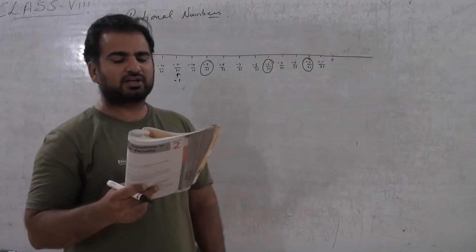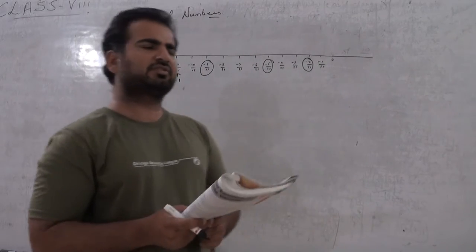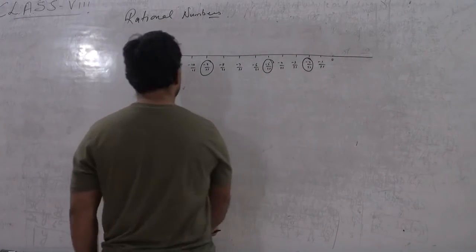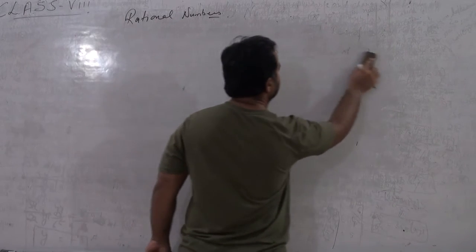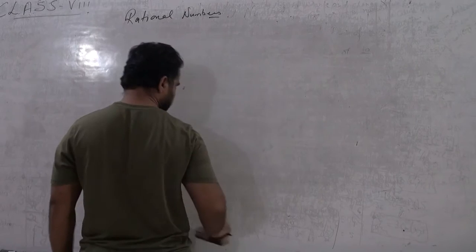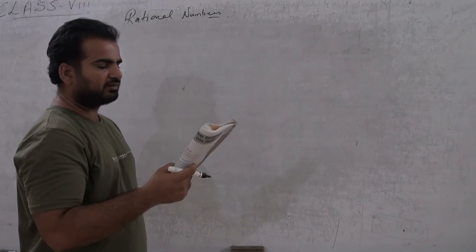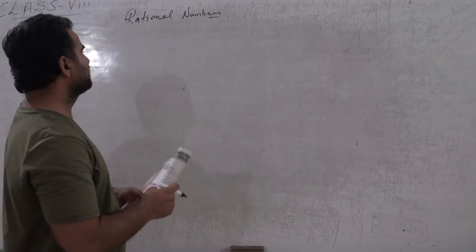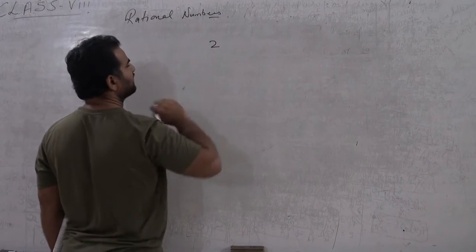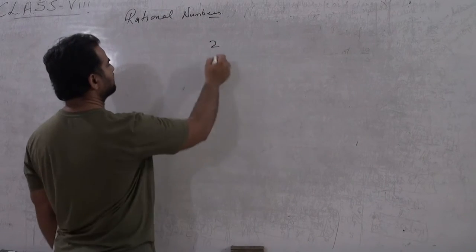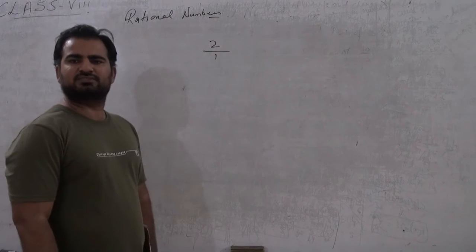Next is write 5 rational numbers which are smaller than 2. So how many rational numbers do we have to find? We have to find 5. So what I have to do is just convert this 2 into a rational number. I just put a 1 below it. Now it's a rational number.